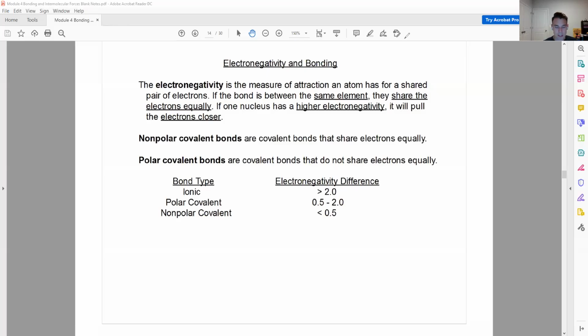Hi, everyone. Welcome to Module 4, Lesson 3. Today we're going to talk about polarity and intermolecular forces.